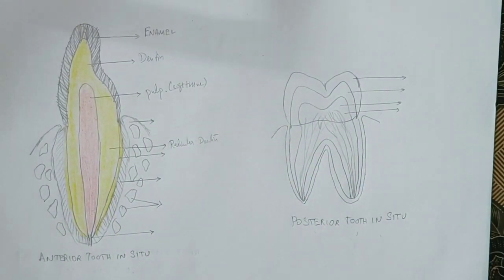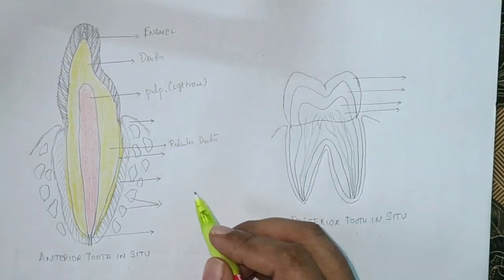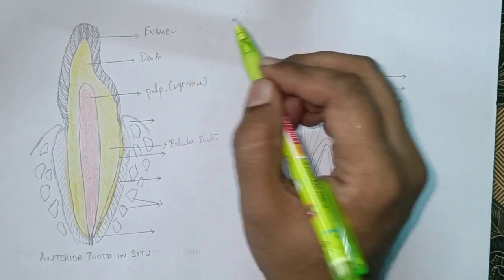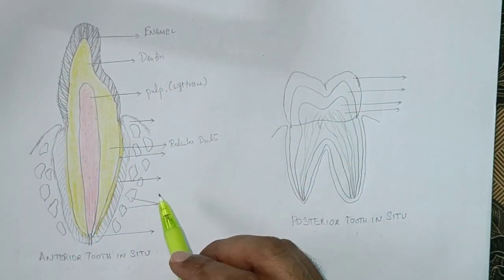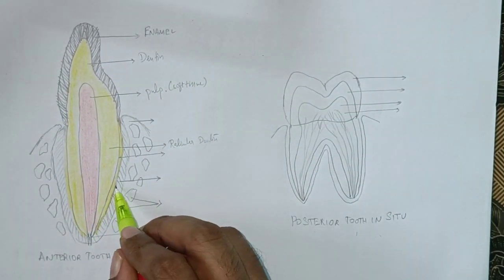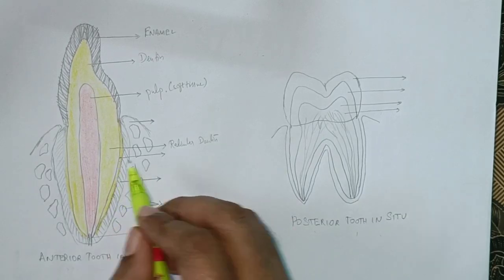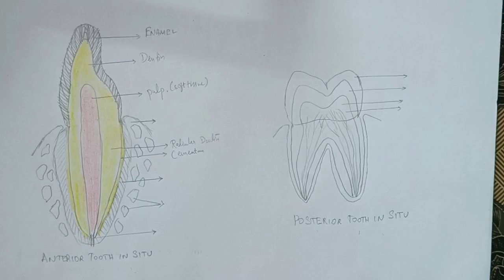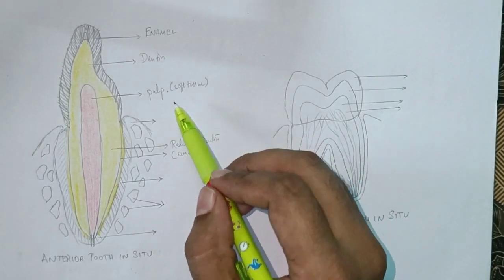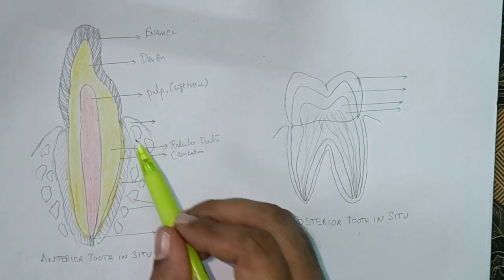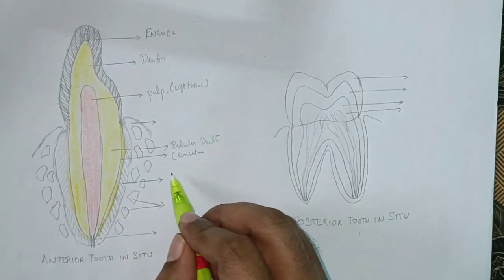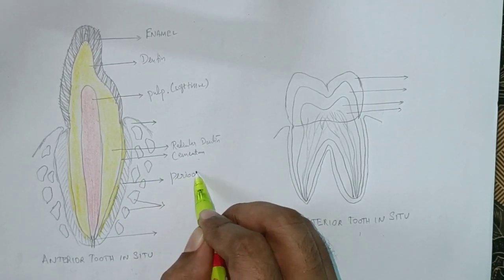So next we will see the supporting structures of the tooth. In that, first is cementum. This yellowish part is called cementum. That is also a hard tissue surface. So the supporting structures of the tooth are, first one is cementum, then next is periodontal ligament.